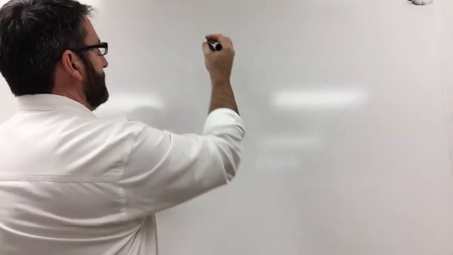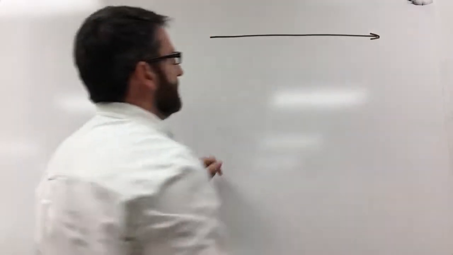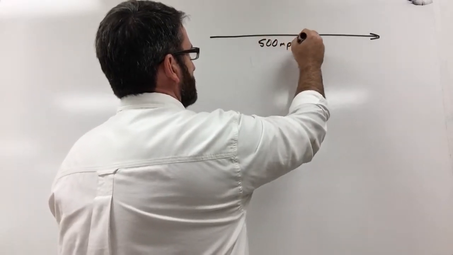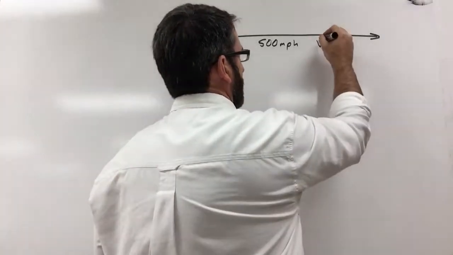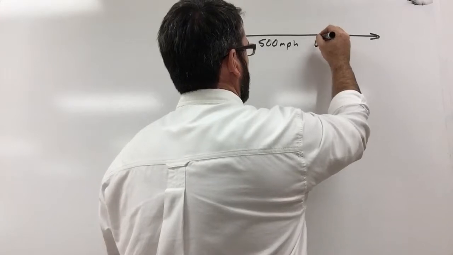All right, so we've got a jet flying due east at 500 miles per hour. So its velocity vector is going to look like this. It's just straight out with a magnitude of 500 miles per hour. And let's call this vector u.